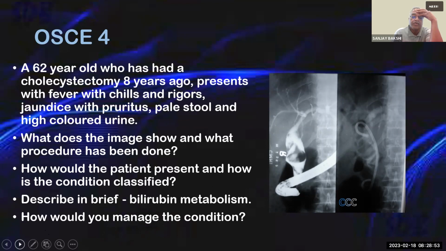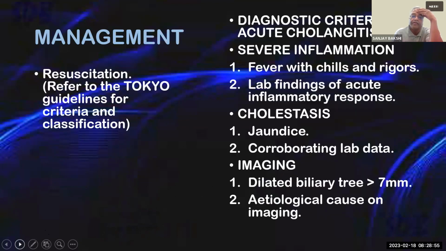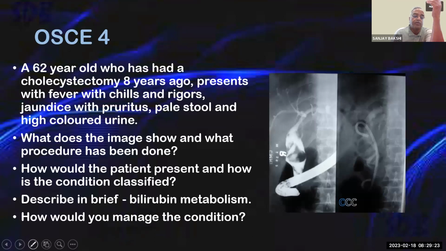So essentially, how would you classify? We have the Tokyo 2013-2018 guidelines. The diagnostic criteria, as Professor Shah quite rightly said, is systemic inflammation, a fever with chills and rigors, lab findings of an acute inflammatory response. You have cholestasis with jaundice and corroborating lab results. And on imaging, you see a dilated biliary tree more than 7 millimeter, and we often find the etiological cause on imaging. Like you see the etiological cause out here.